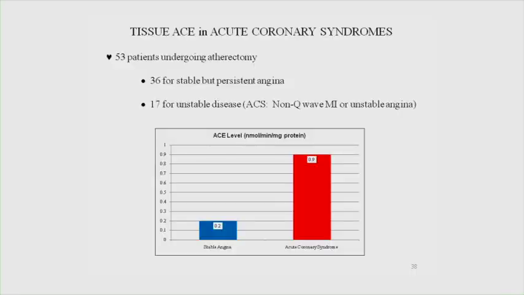Here we're going to take 53 patients undergoing atherectomy. You're going to take a plaque specimen. 36 have stable but persistent angina with stable plaques. 17 have red hot, unstable angina, a non-Q wave infarction or unstable angina. So they're going to have immune upregulation, a lot of Th1, Th17, low Treg activity. And you see that those with stable angina have low levels of ACE in the artery wall. Those with unstable inflammatory angina have a lot of ACE. So tissue ACE is a big problem.